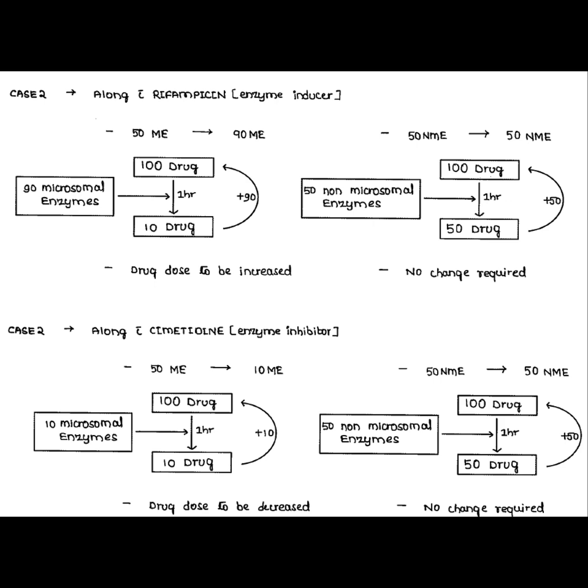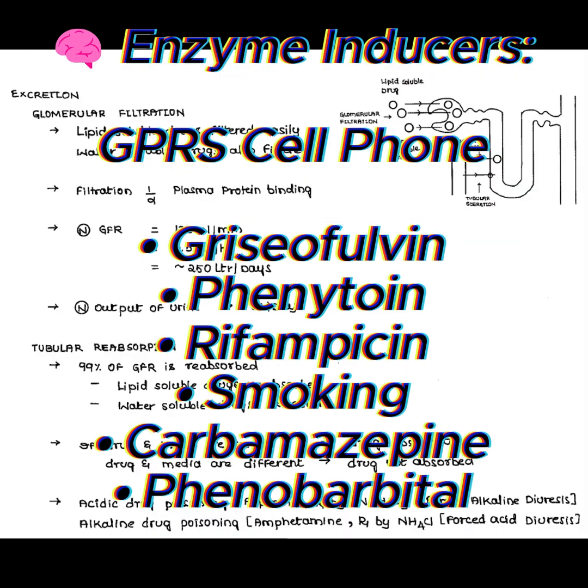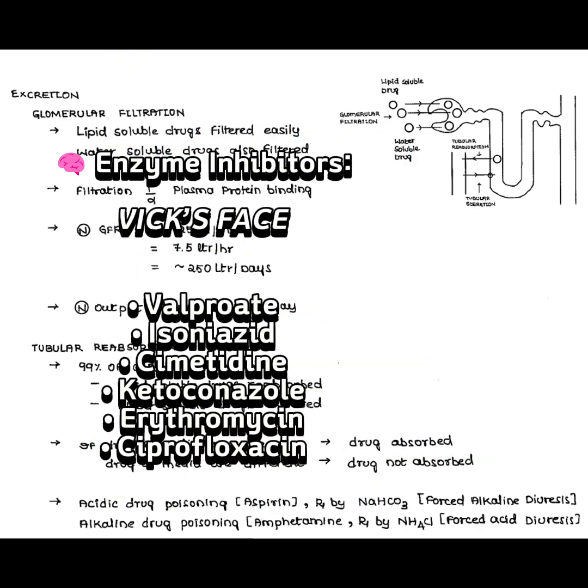So an easy mnemonic for enzyme inducers is GPRS Cell Phone, meaning griseofulvin, phenytoin, rifampicin, smoking, carbamazepine, and phenobarbital. These act as enzyme inducers. Coming to the enzyme inhibitors, the mnemonic is VICKS PHASE, that is valproate, isoniazid, cimetidine, ketoconazole, erythromycin, and ciprofloxacin. That wraps up metabolism.